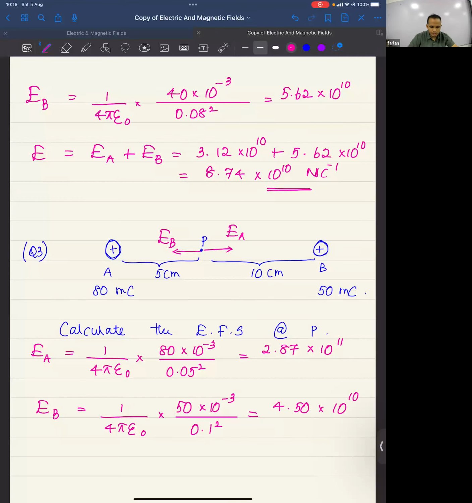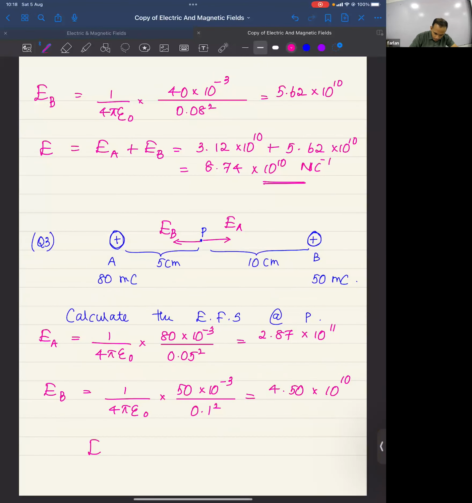So now, which is bigger? EA. So the electric field strength will be EA minus EB. How much is that? 2.4. Is that okay? Any questions? People online, any questions?